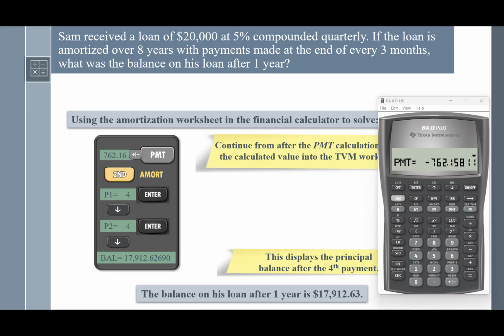We have the PMT. Then we're going to go to second amort. We're going to enter P1 as 4, and press enter. Going to go down, enter P2 as 4 as well, press enter, and go down, and it will give us the balance 17,912.63460, which is the correct answer.